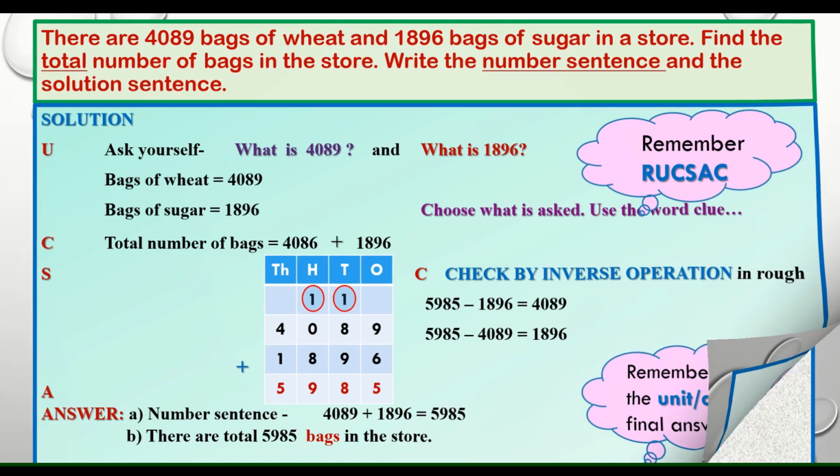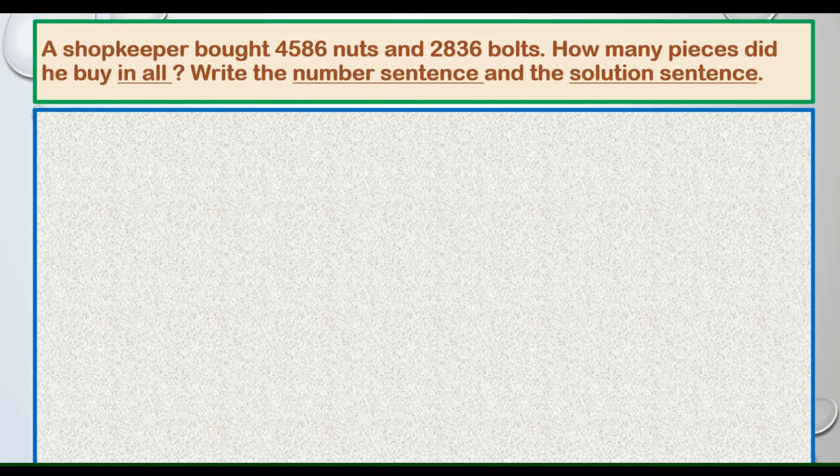Let's take one more example. In this question, a shopkeeper bought 4,586 nuts and 2,836 bolts. How many pieces did he buy in all? Write the number sentence and the solution sentence.